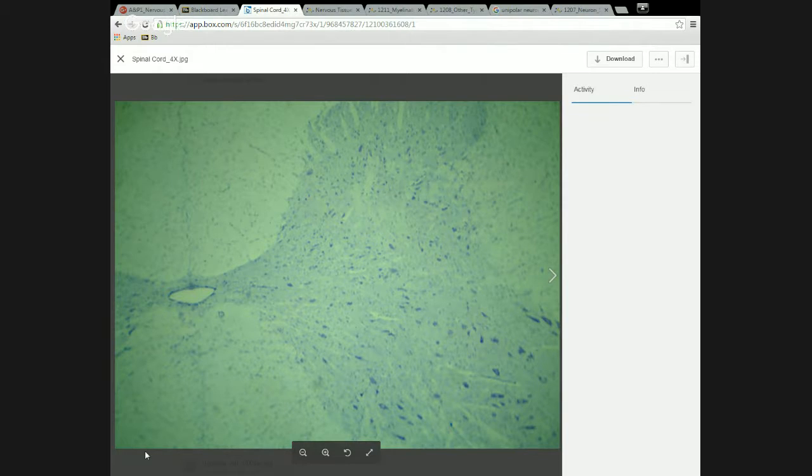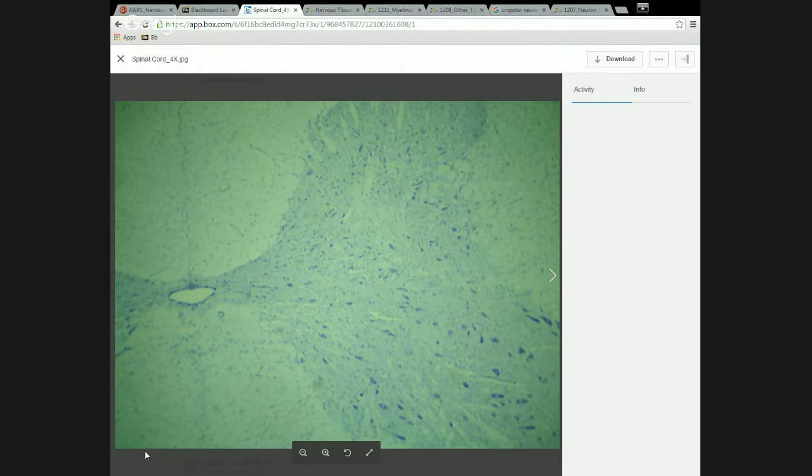Here is gray matter; the lighter staining areas are white matter. The gray matter is separated into regions that we call horns. At the bottom right corner of the picture, we have a region called the ventral horn. At the top of the picture, that gray matter is what we would call the dorsal horn.